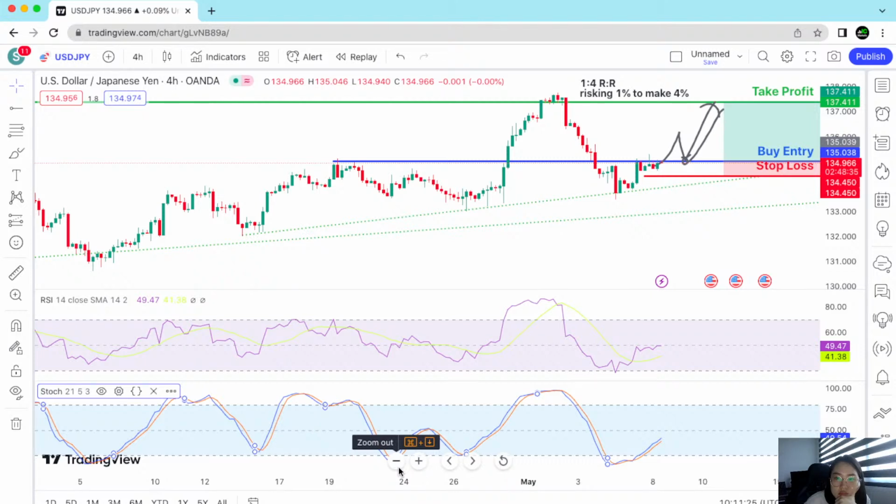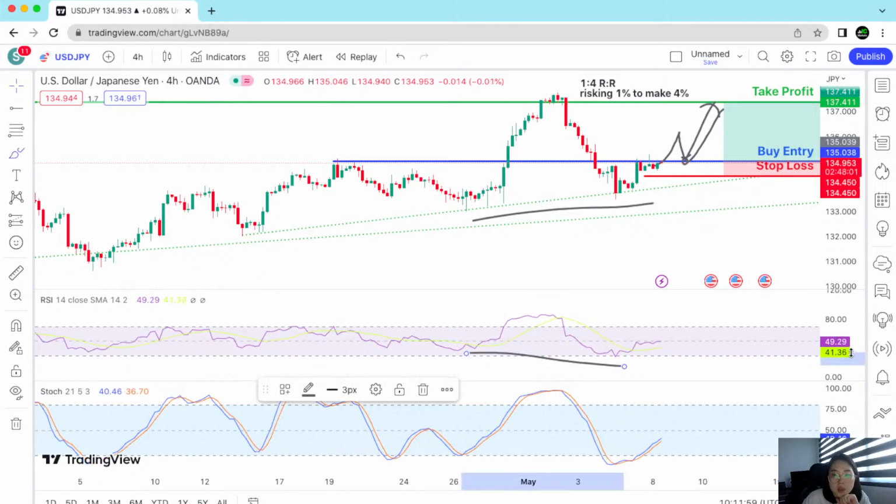Let's just double confirm. Why do I see bearish divergence? Because price is making higher highs, this area is making higher lows, but this area is making lower lows. The same for stochastics.